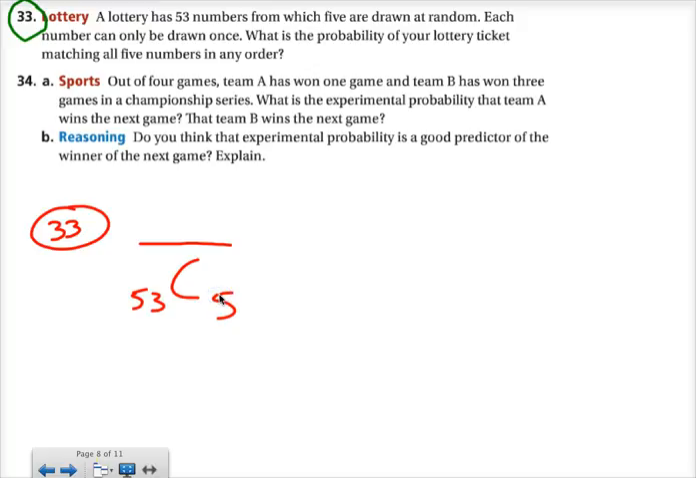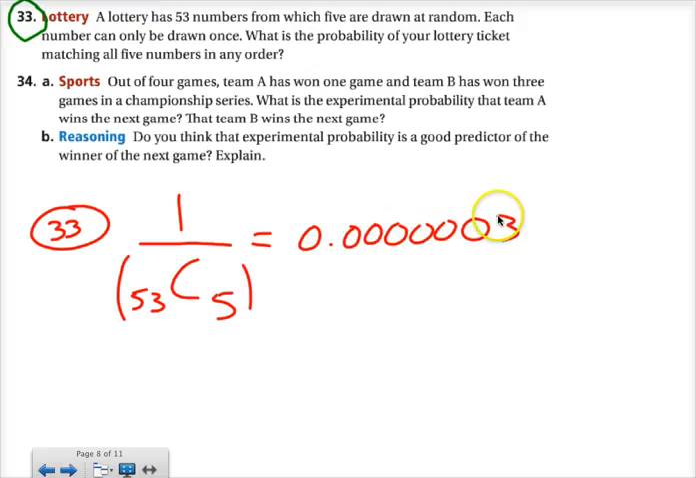And then you need to think, how many of those are going to match your numbers and your numbers alone? Only one. Only one of those tickets had those numbers on there. So the probability of your lottery ticket matching all 5 numbers, well, punch that one in carefully. 1 divided by, parentheses, 53 choose 5, and you're going to see how miserable your chances are right there.